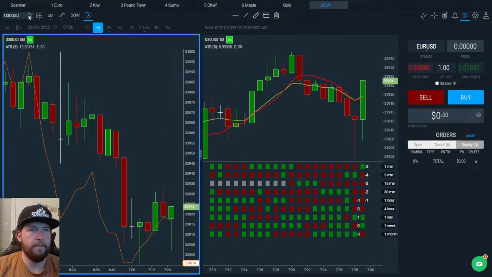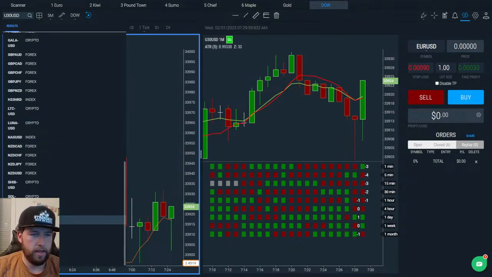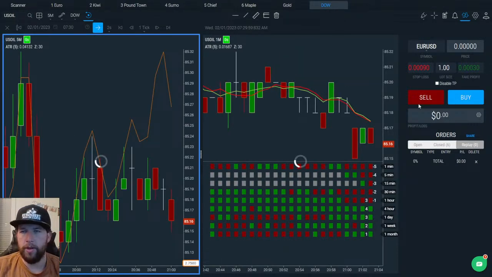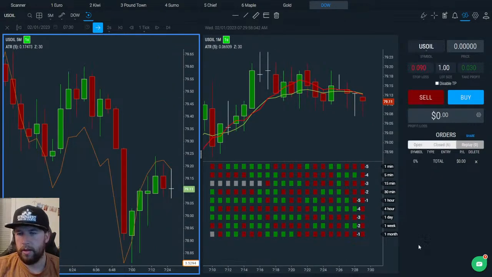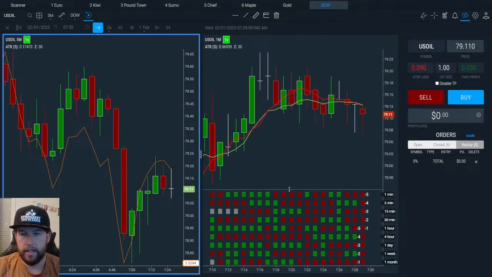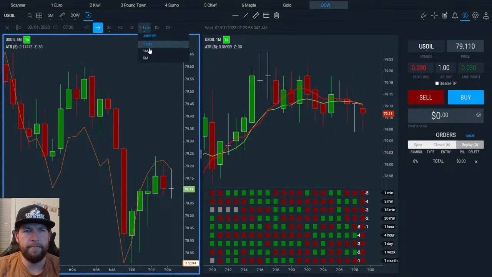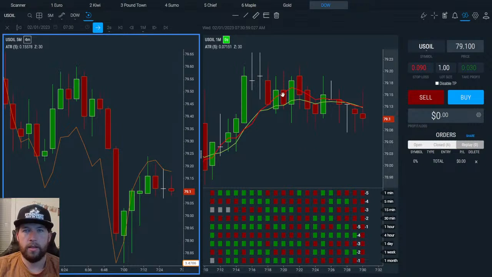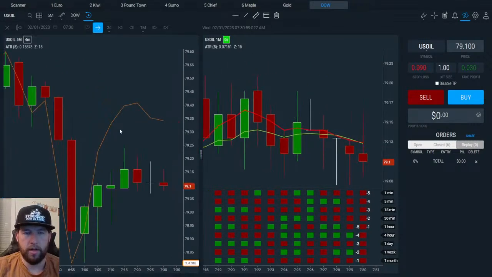Make sure we have the correct chart here. US oil. All right, perfect. We are good to go. Get rid of this. It's always annoying and in the way. All right. Well, let's get started. One day at a time. Here we go. I feel like I need to be zoomed in a little more. There we go.